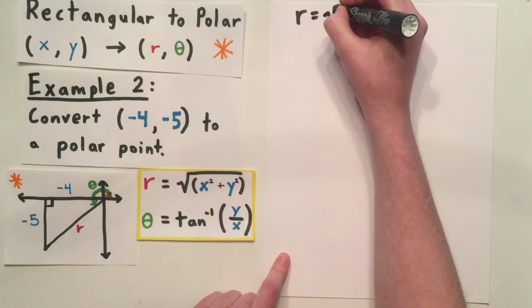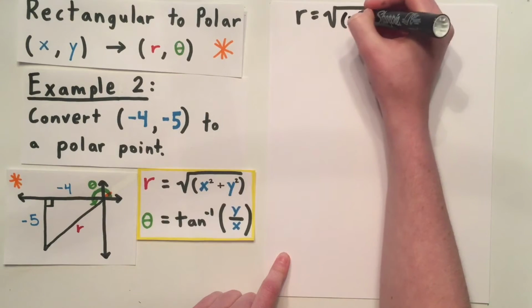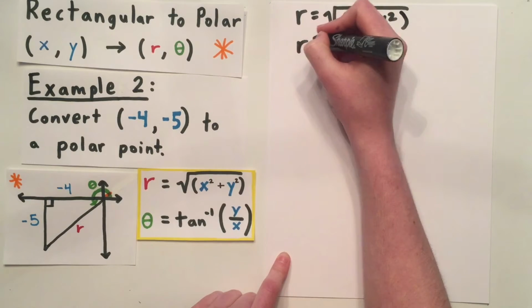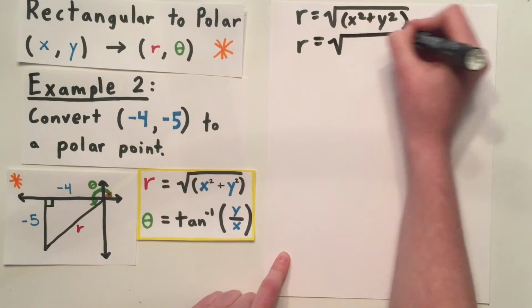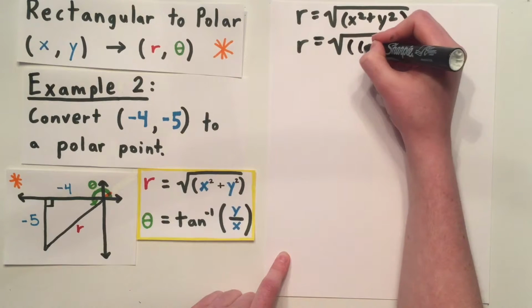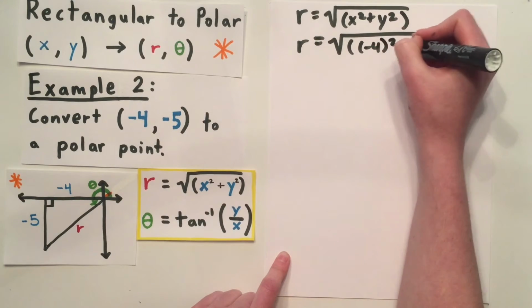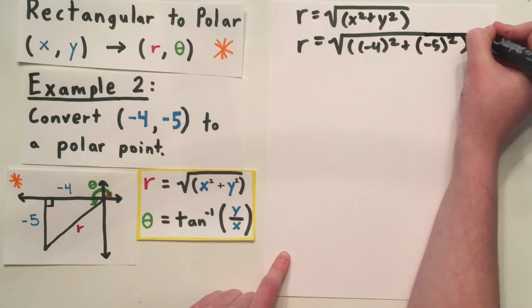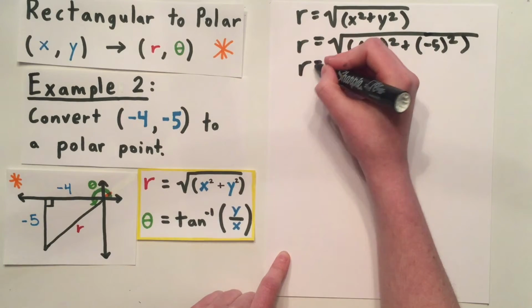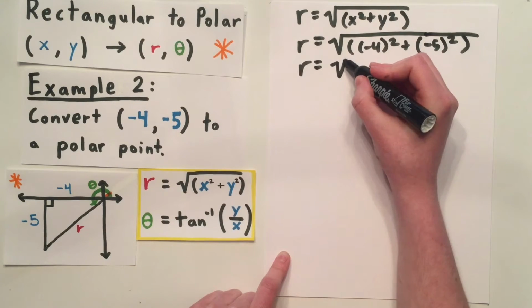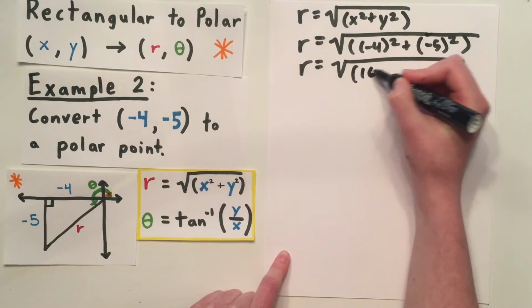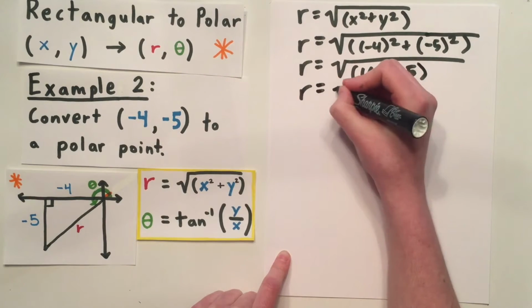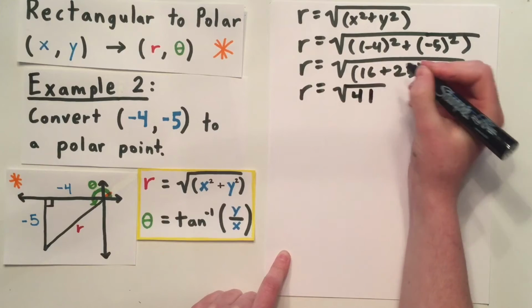So r equals the square root of x squared plus y squared. If we plug in the values from this problem, r equals the square root of (-4) squared plus (-5) squared. If we keep on simplifying this, r equals the square root of 16 plus 25. So r equals the square root of 41.